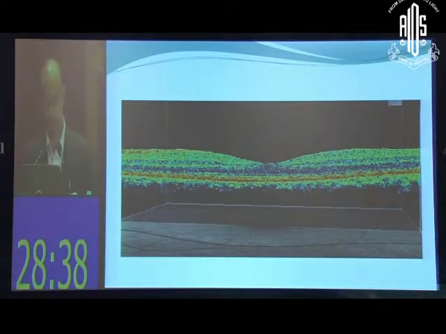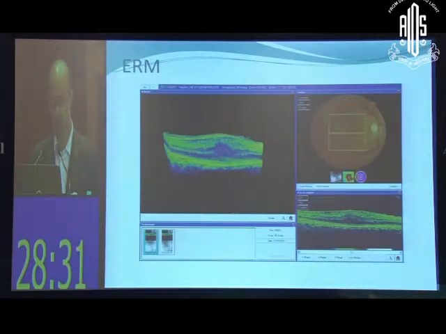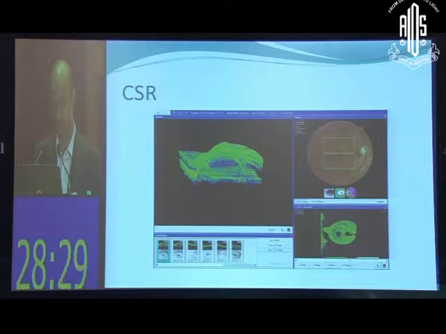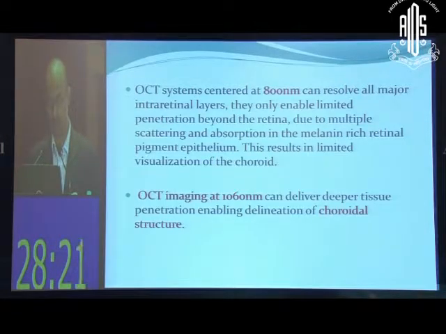So this is how a normal OCT would look like, and the 3-dimensional OCT of a typical macular hole, epiretinal membranes, and a CSR. And on the bottom right, you can see an en-face OCT. Now we have moved on to a higher resolution OCT.